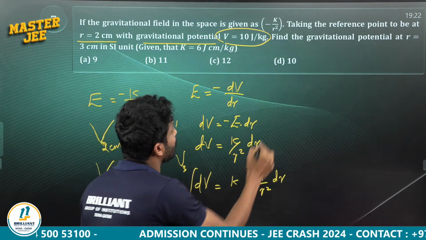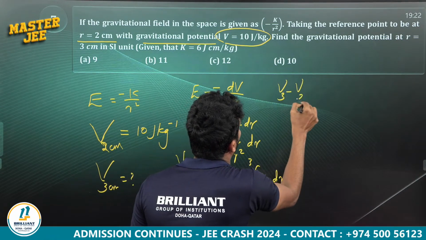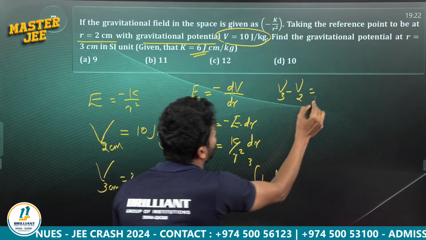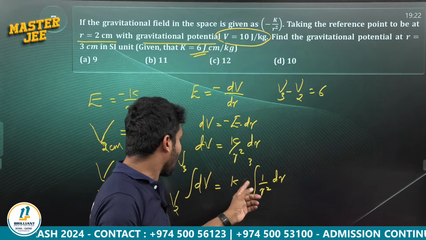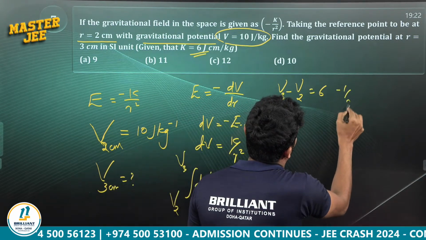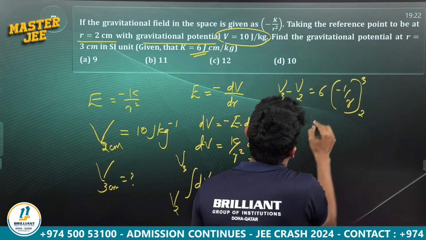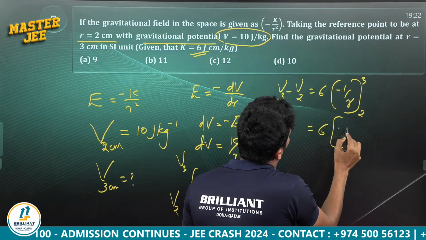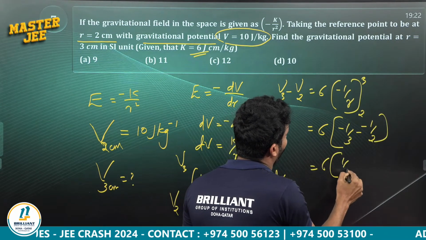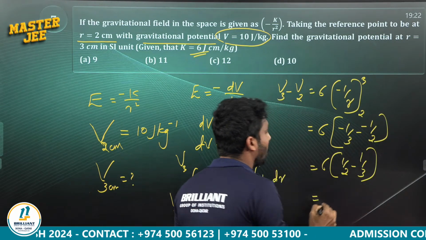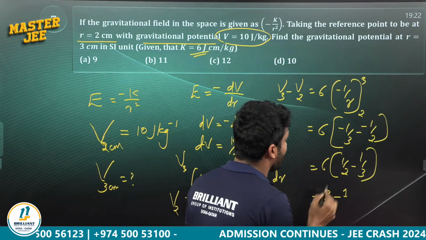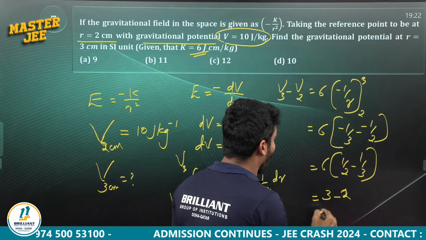Clear? So the LHS is V3 minus V2, and k is given in the question, it is 6. The integral of 1 by r square dr is minus 1 by r, very simple, with limits from 2 to 3. So 6 into minus 1 by 3 minus 1 by 2, that is 6 into 1 by 2 minus 1 by 3. Clear? 6 by 2 is 3, minus 6 by 3 is 2. Sorry, 3 minus 2 is 1.